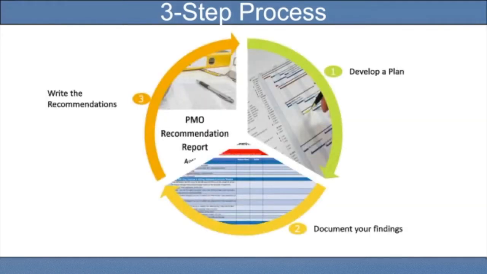So really 3 steps. Develop a plan, document your findings, and then write your recommendations within the PMO recommendation report. 3 easy steps. Develop the plan, document your findings, and then develop a PMO recommendation report. That's it. It's pretty simple. Yeah, clearly it's not. Clearly there's a lot there and a lot that you need to consider. So let me walk you through that process.